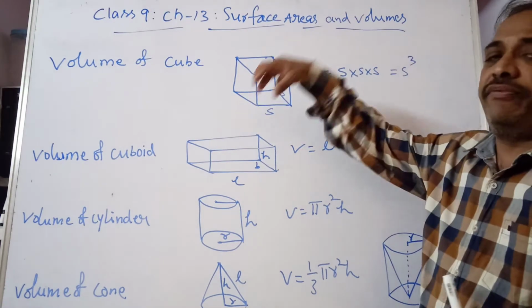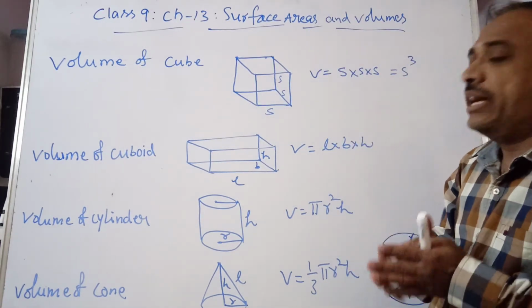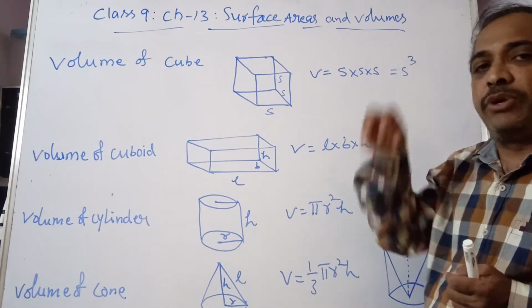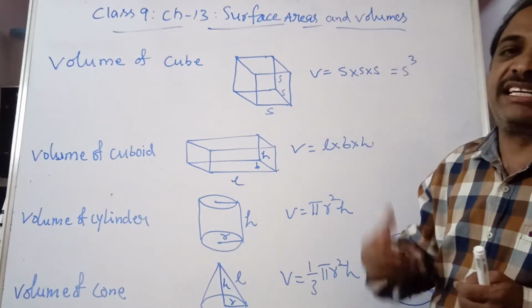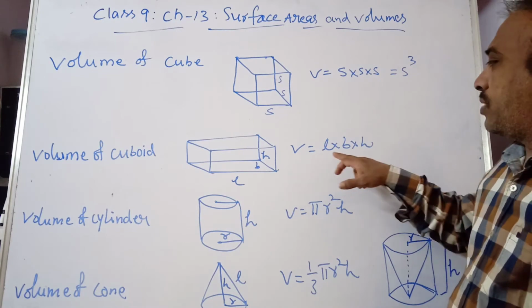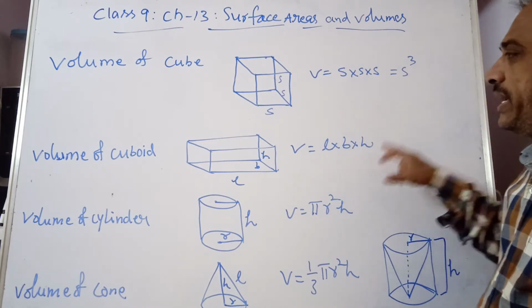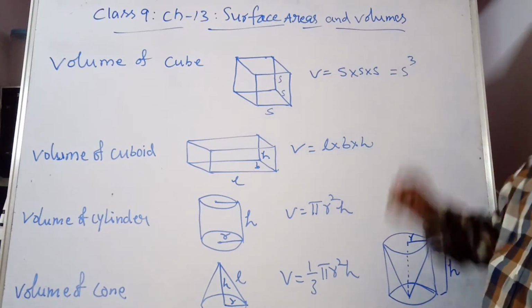If it is a hollow cuboid, then we can pour something in it, we can put boxes or something in it, then we call it capacity, or in other words, volume. So the volume of a cuboid is L into B into H. The volume of the cube is S cube.